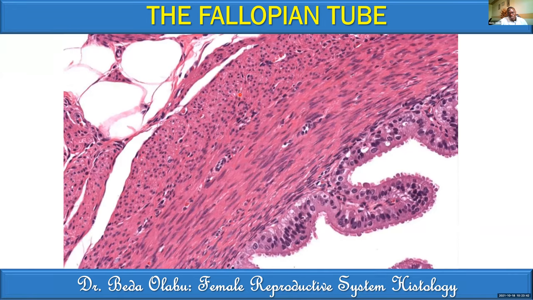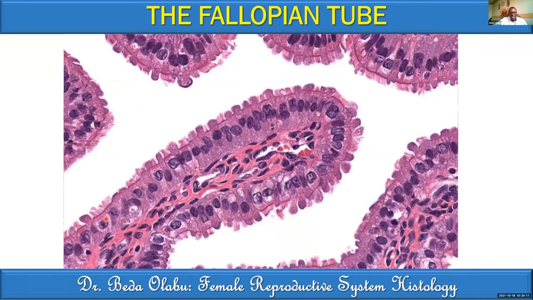The wall of the tube itself contains an inner circular layer of smooth muscle and an outer longitudinal layer of smooth muscle, as we can see here. So this is the outer longitudinal, and this is the inner circular layer of smooth muscle. There is adventitia on the outside, and this is the mucosa, on the inside. We can appreciate that the mucosa is made up of simple columnar epithelium. There are two types of cells in the mucosa. There are these ones which look like this.